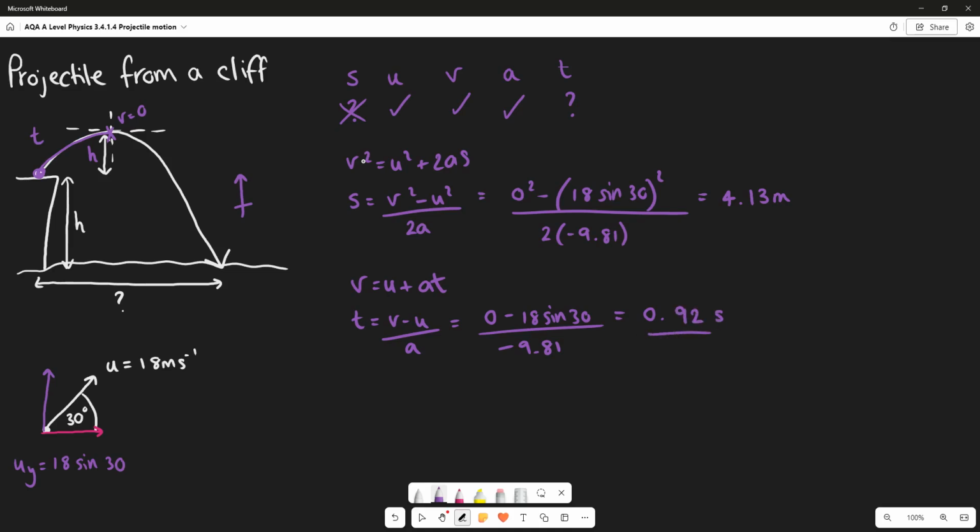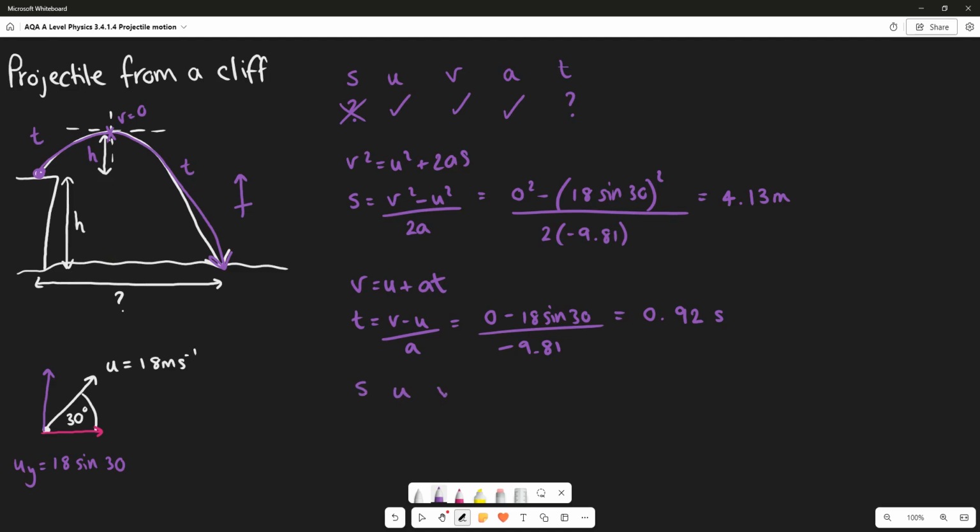And again, I'm going to save that number in my calculator. Now that I've got all the information that I need from this part of the journey, I'm going to analyse this part of the journey. And what I need from it is the time it takes for the object to fall from this height down to the ground, from the total height.